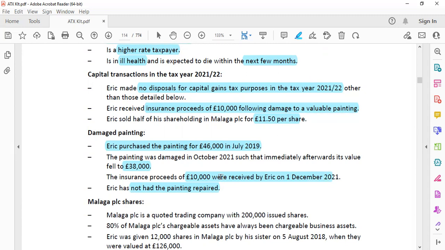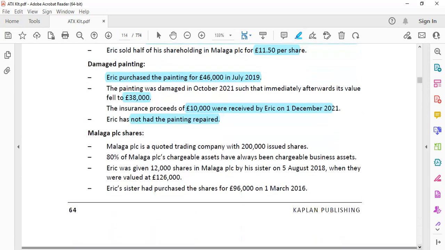Now, first one is damage painting. We have to calculate gain. Second is disposal of shares. So we have to calculate something like that. We have to talk about reliefs. So let's apply the calculation.